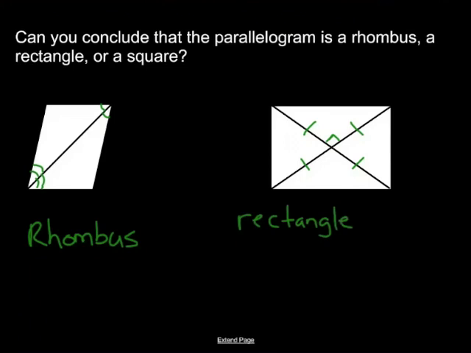But we also see that the diagonals are perpendicular because of this 90 degree angle. So by the parallelogram perpendicular theorem, we also know that it is a rhombus. So note here, if a parallelogram is both a rectangle and a rhombus, then we can conclude that it is a square.